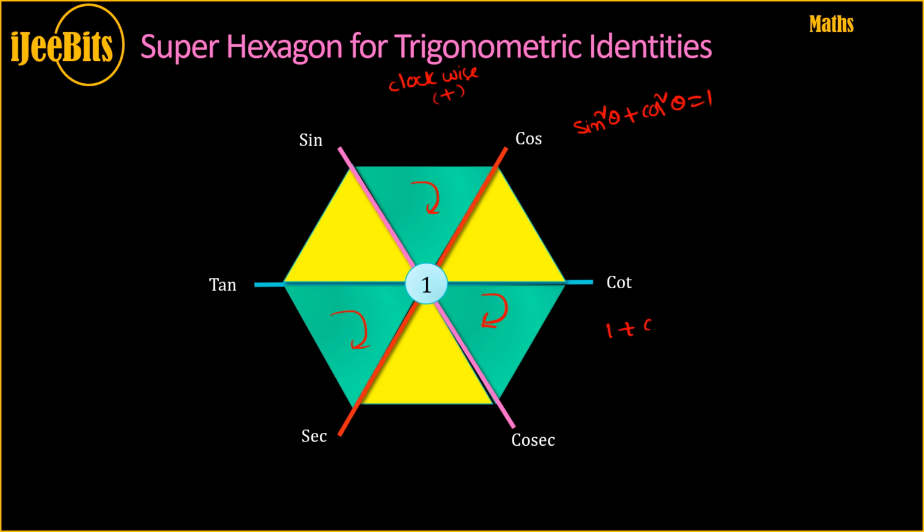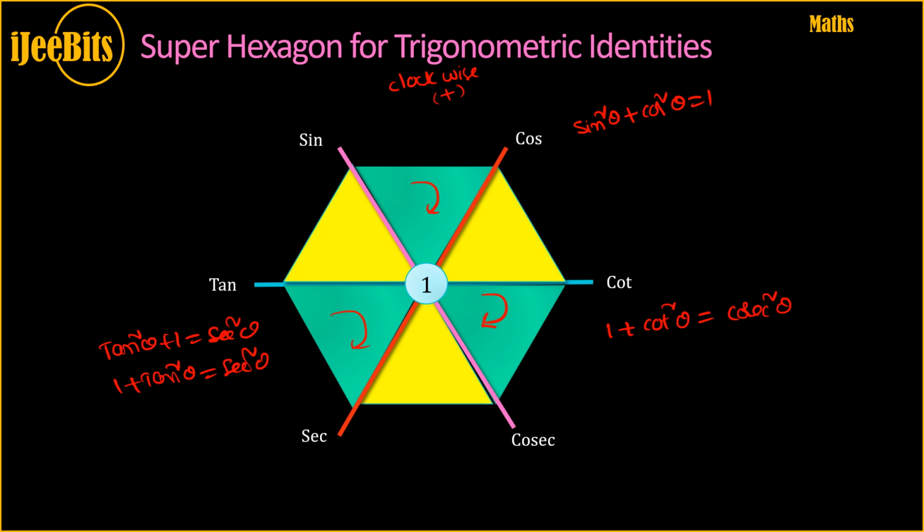1 plus cot square theta equal to cosecant square theta. Similarly here, tan square theta plus 1, I meant to say. Tan square theta plus 1 equal to secant square theta. You can also write it 1 plus tan square theta equal to secant square theta. Got it? So now we have three relationships that you got.